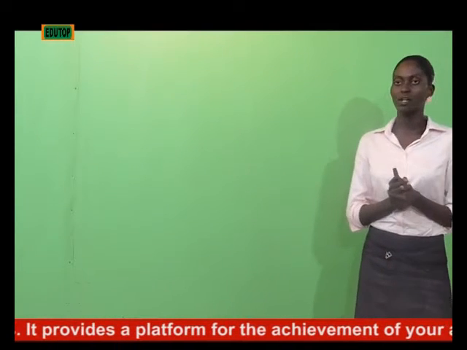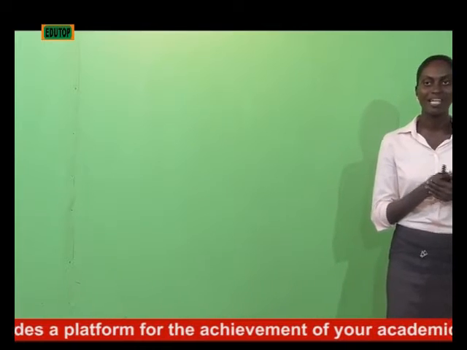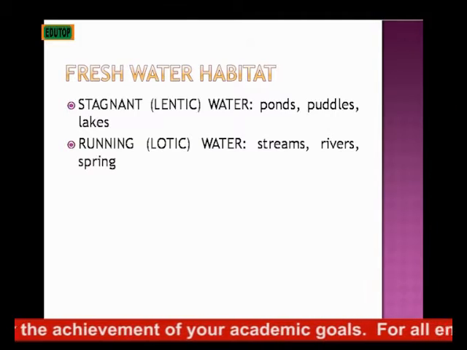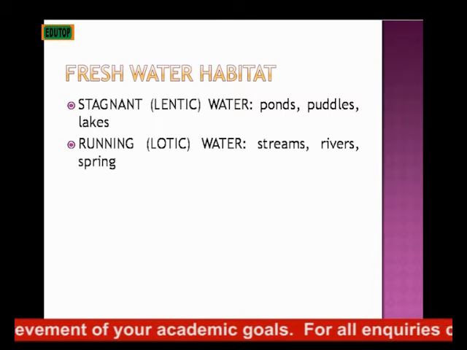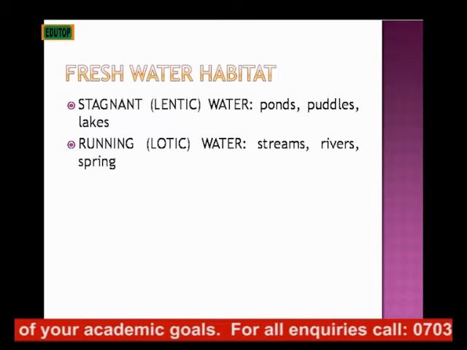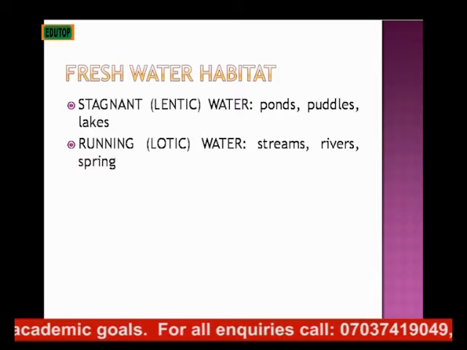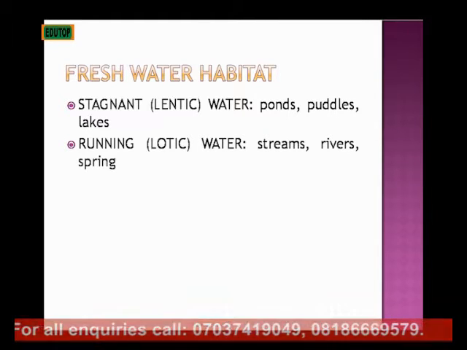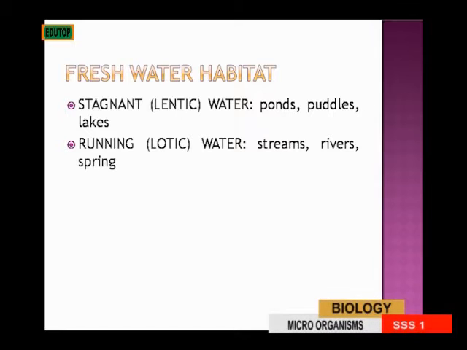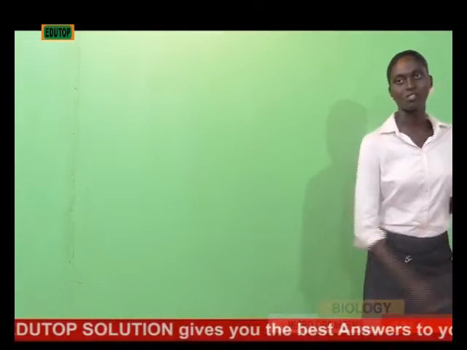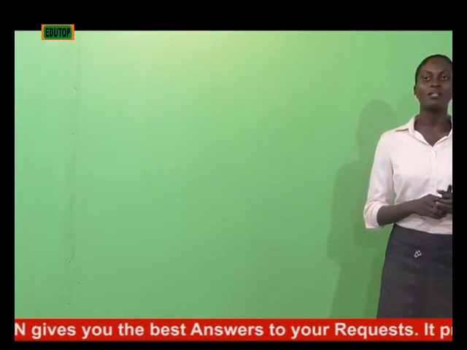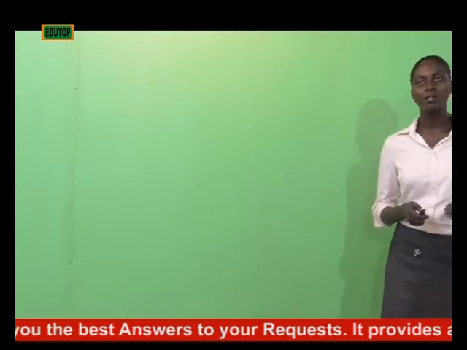The next habitat we'll be talking about is the freshwater habitat, and it's divided majorly into two: the lentic water and the lotic water. The lentic water is the stagnant water, such as lakes, ponds, and puddles, while the lotic water is the running water, such as streams, rivers, and springs. So the water that is running is what is called the lotic water, but the one that is stagnant is what is called lentic water.